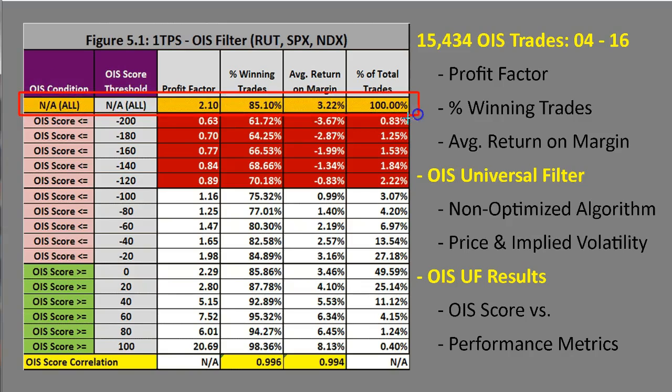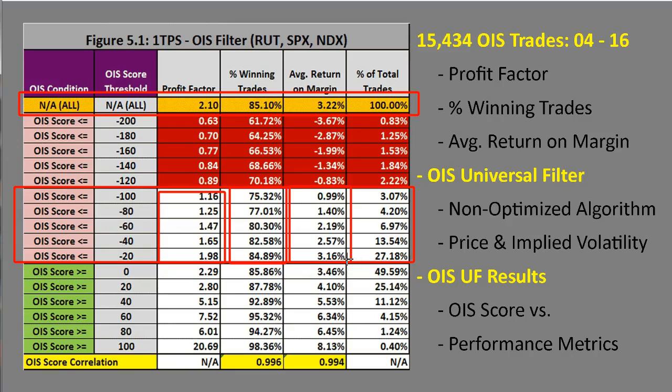So let's take a look at the next region. The next region was from minus 20 to minus 100, OIS scores of minus 20 to minus 100. And again, relative to the unfiltered trades, we see that the profit factors in this region range from 1.16 to 1.98. Percent of profitable trades ranged from 75.32 to 84.89, and the average return on margin ranged from positive 0.99% to 3.16%.